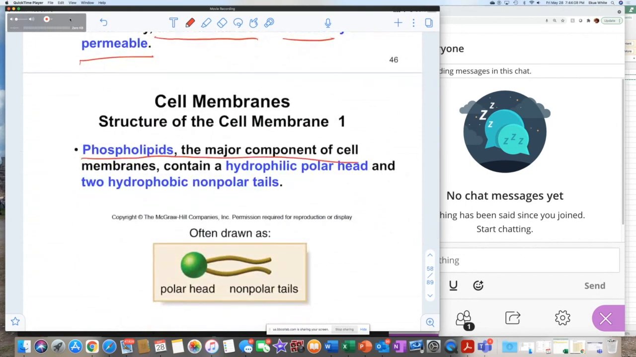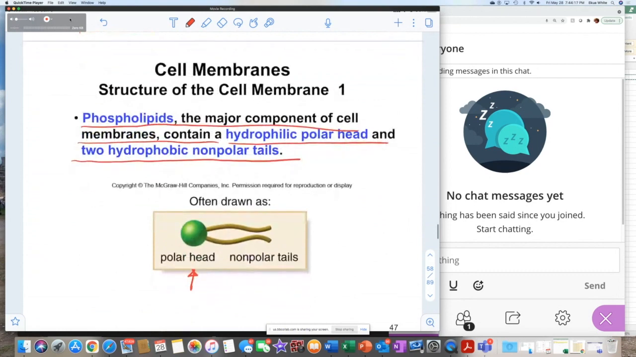Phospholipids, the major component of the cell membrane, contain a hydrophilic polar head and two hydrophobic nonpolar tails. This right here is essentially the phospholipid, okay? And so you have the polar head, the one that likes water, loves water. And then the nonpolar tails hate or fear water.